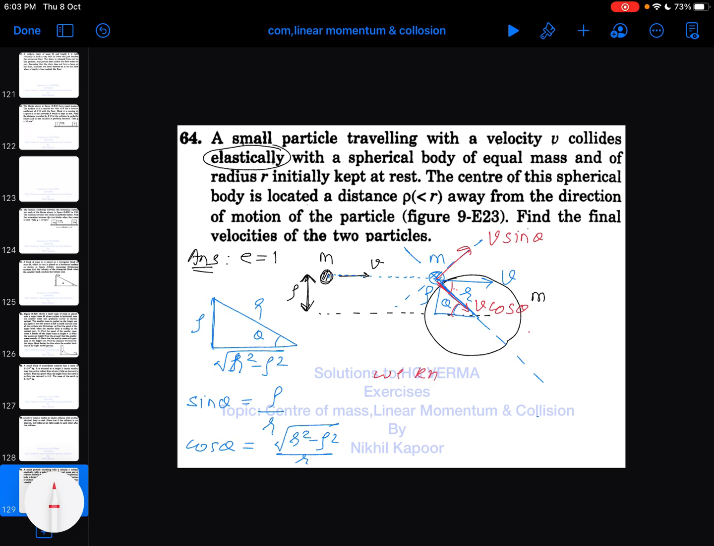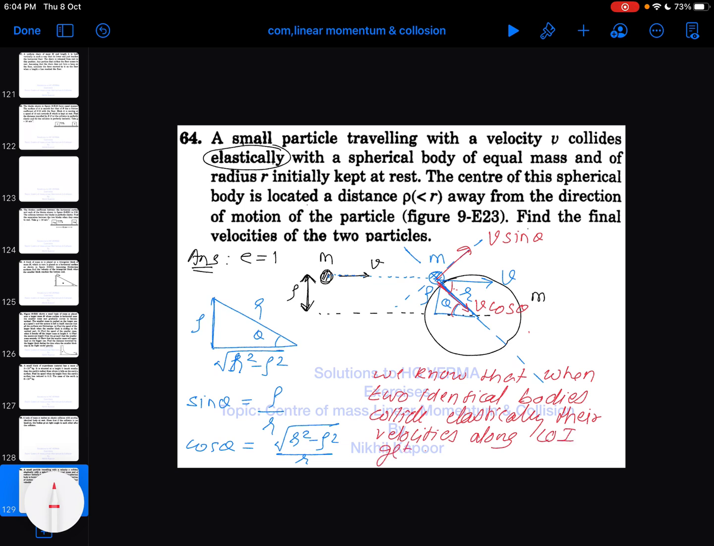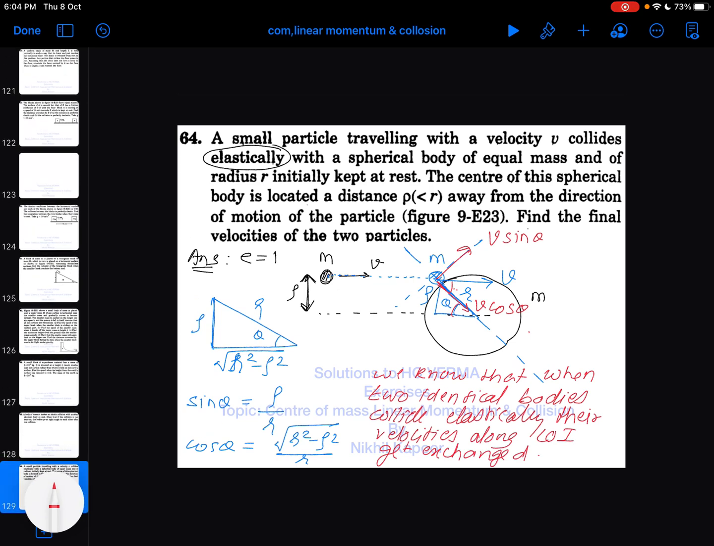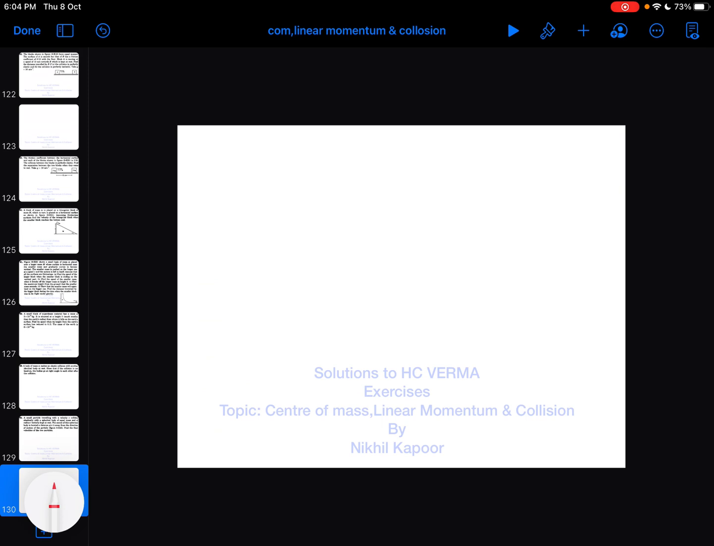Now here we know that when two identical bodies, that is bodies of the same mass, collide elastically, their velocities along the line of impact get exchanged. So here also the same thing will happen. If I draw the situation after collision, their velocity will get exchanged.